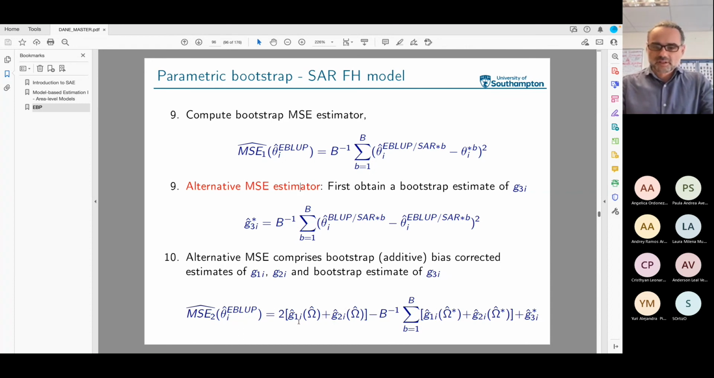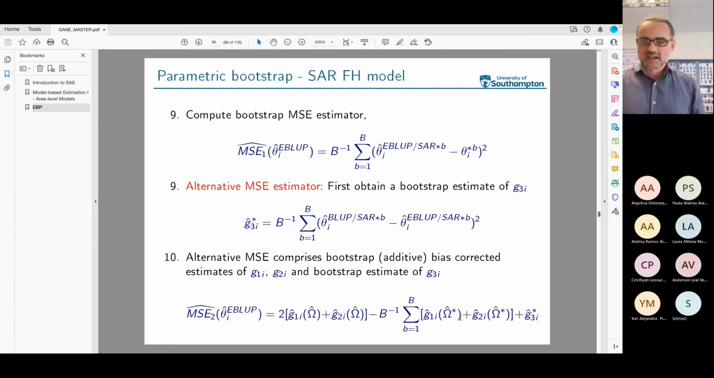So we have expressions for G1 and G2, which we can calculate analytically. Then we add the G3I term that has been estimated under the bootstrap. That's why this has a star here. And then we subtract the bootstrap estimates of G1 and G2 by using the bootstrap replications for estimating the set of parameters sigma u and rho. And so that gives you a bias corrected estimate.